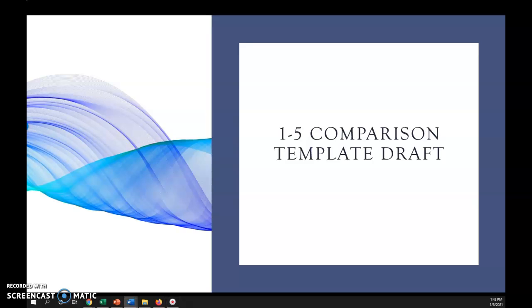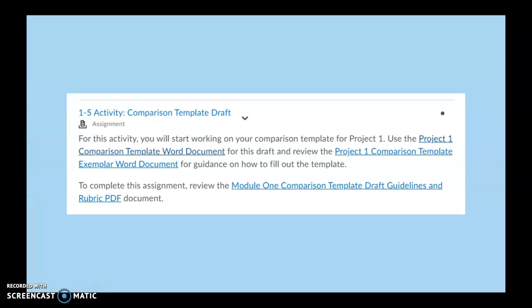Hi everyone. So this week you are going to be submitting a rough draft of your Project 1 assignment. This is assignment 1-5, and for this rough draft you'll be completing the information for the first two ads. So this is your assignment as it appears in Brightspace.